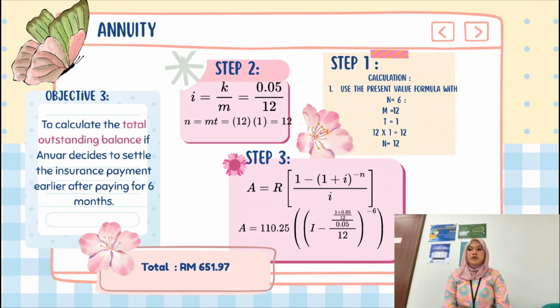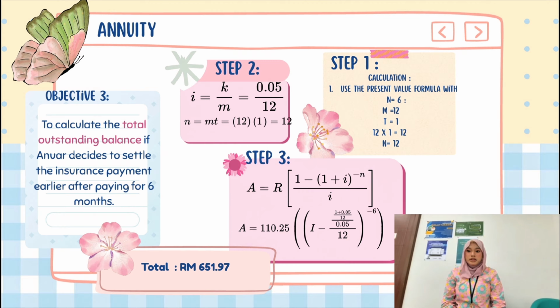To break down the information, the original total number of payments for 1 year is 12 months. Since Anwar has already paid for 6 months, the remaining months left are 12 minus 6, which gives us n equals 6. Our monthly payment is 110.25 ringgit. For the periodic interest rate i, we take the annual rate of 5% and divide it by 12 since it's compounded monthly. Moving to step 3, we substitute all these values into the annuity present value formula as shown on the screen. After calculating, we can conclude that the total outstanding balance that Anwar needs to pay to clear his debt early is RM 651.97.